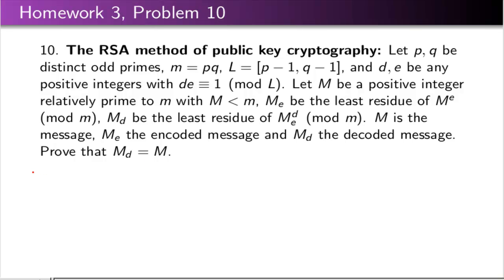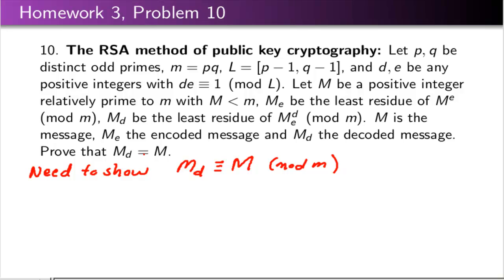So we need to show that M^D equals M, in other words, that M^D is congruent to M mod little m. Now why is that equivalent? Well, it's equivalent because both of these are reduced or least residues, which means they're smaller than m. So if they're both smaller than m, then being congruent mod m means they are equal numbers.